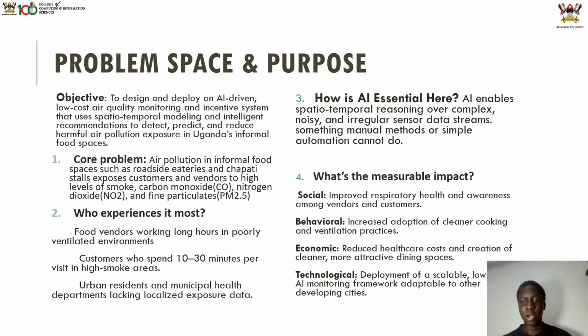Then we can also look at how AI is essential in this problem space. How can it help us solve this problem? We can say that AI enables spatial-temporal reasoning over complex, noisy, and irregular sensor data, something manual methods or simple automations cannot do. Remember, our data is going to be captured in a raw format, so we can use artificial intelligence to enable reasoning over this very irregular data. And below are the measured impacts, the social, behavioral, economic, and technological impacts of our AI system.